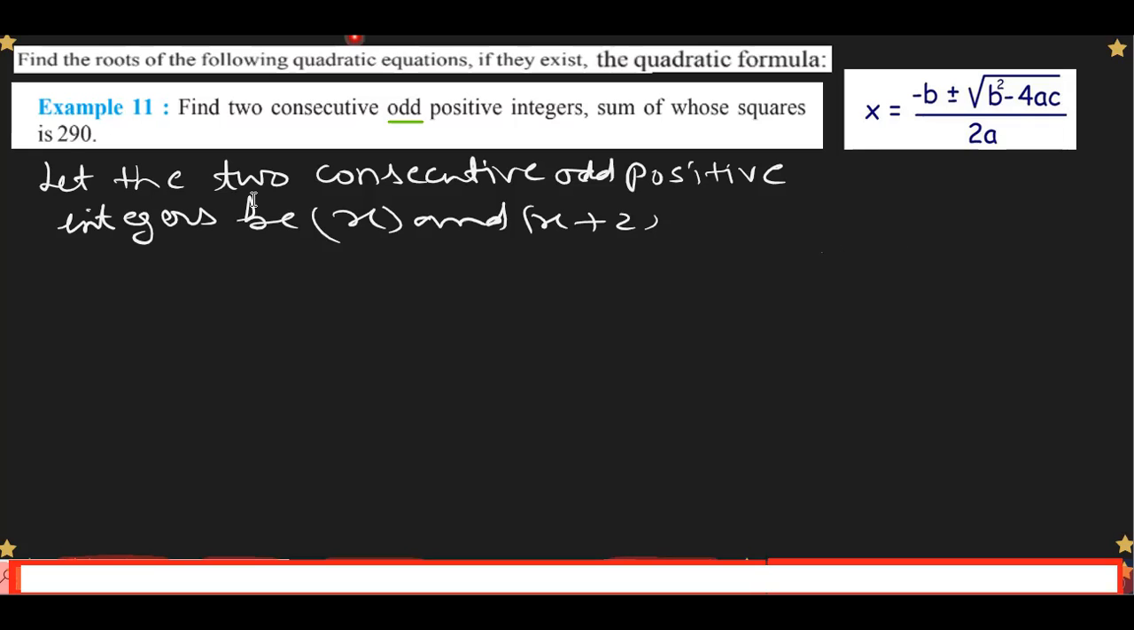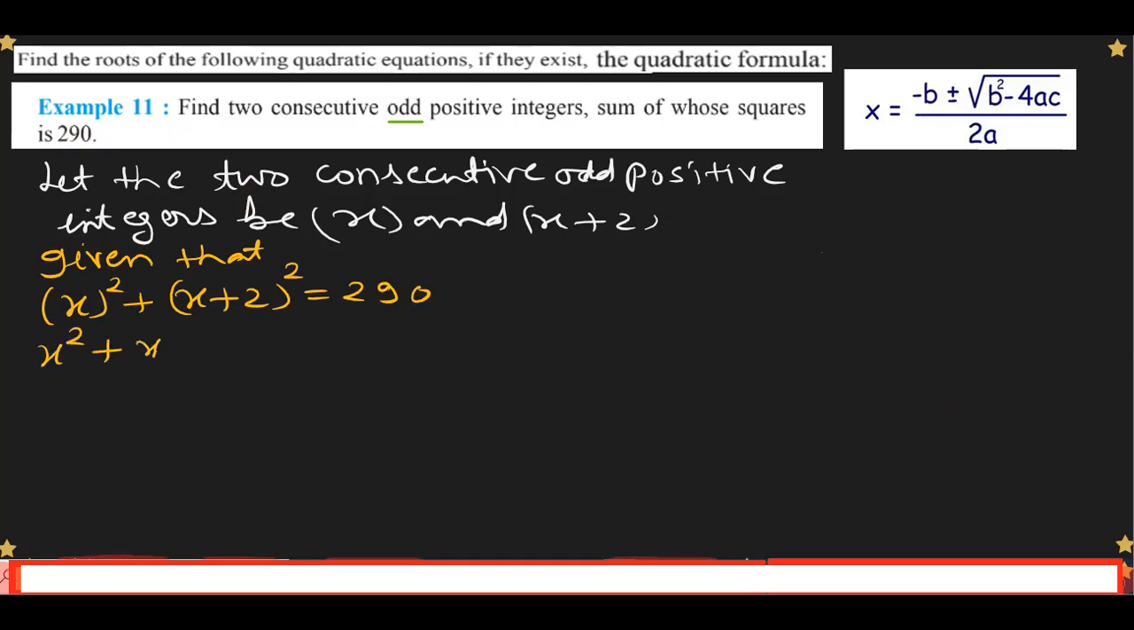Sum of their squares is 290, given that. दोनों का स्क्वायर करिए, x whole square plus x plus 2 whole square is 290. x square plus x square plus 4x plus 4, that is 290.